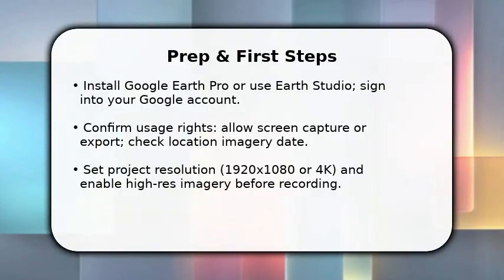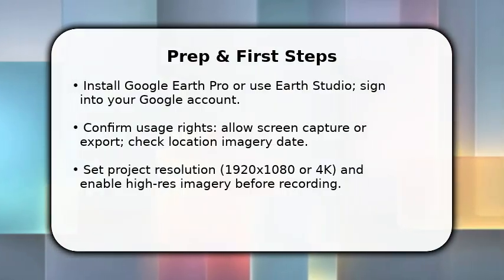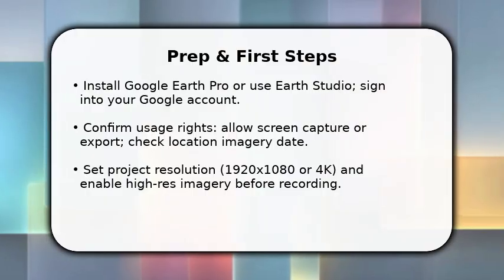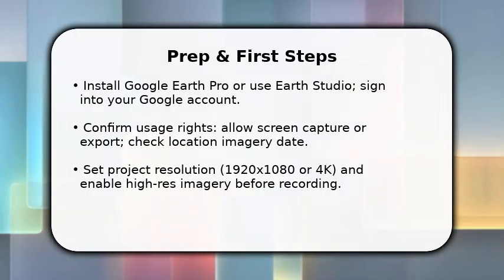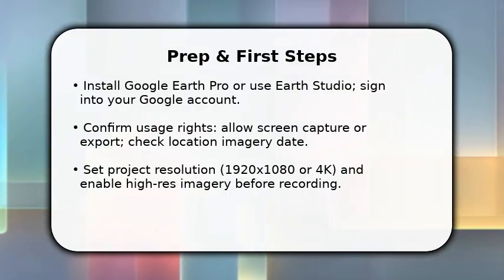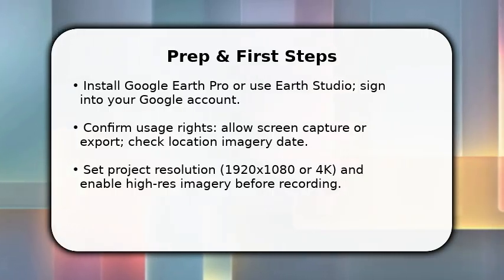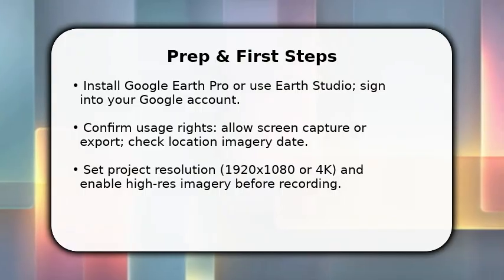You start by getting the tools ready. Install Google Earth Pro or Open Earth Studio and sign in. Make sure you confirm usage rights so your footage is cleared for YouTube. Once you pick a location, set resolution to 1920x1080 or 4K and enable high-resolution imagery. This preserves detail when you zoom.